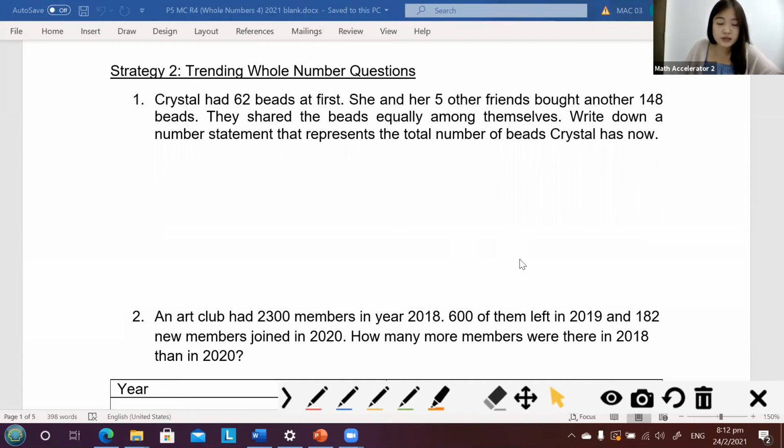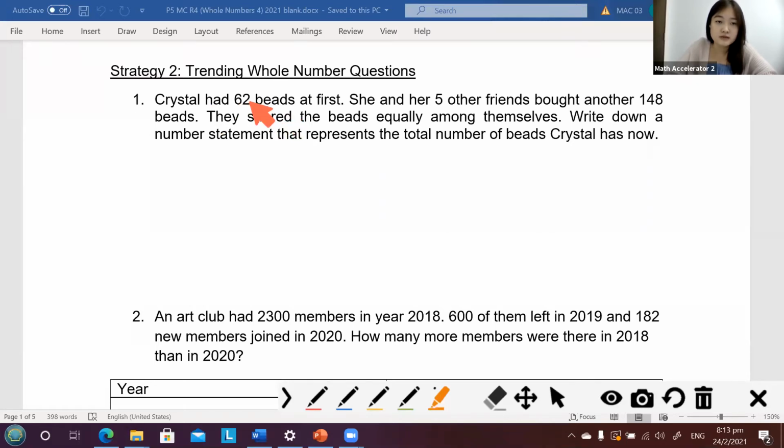Okay, let's look at question 1, strategy 2. So we've completed our working backwards segment. Now we're doing trending whole number questions, which are some questions that can come out because they're quite common nowadays. So let's take a look at this.